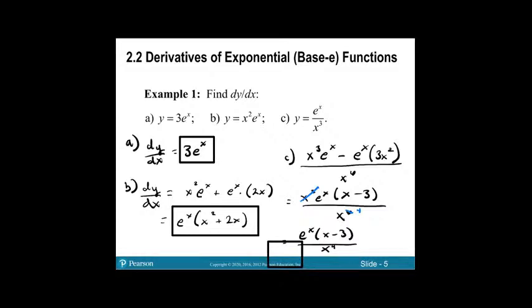This is fine. Okay. We got 3e to the x for the first one. You see it here. We got e to the x squared plus 2x. Okay, and then e to the x times (x minus 3) over x to the 4.